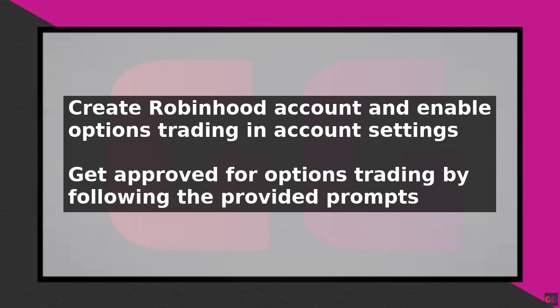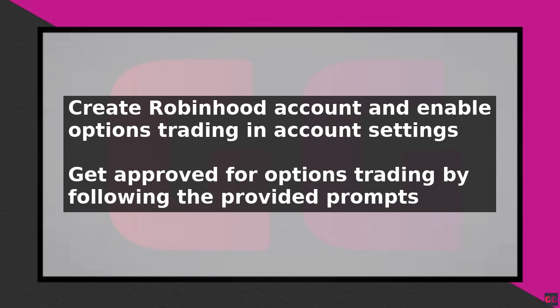To do this, go to the account settings and click on options trading. Then follow the prompts to get approved. Once you are approved, you can start by selecting the stock you want to trade options on. You can browse through the various stocks available on Robinhood and choose one that you are interested in.